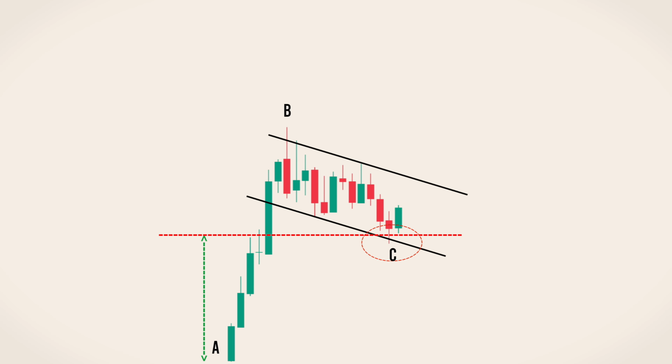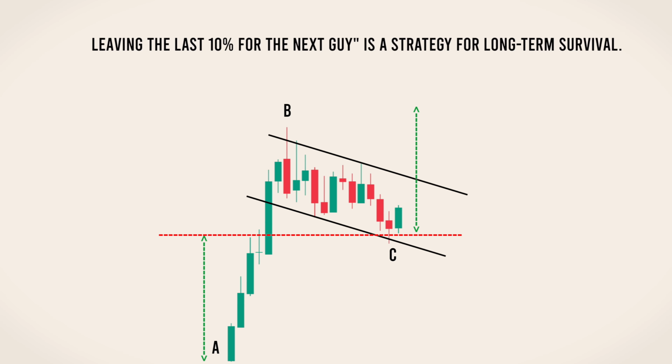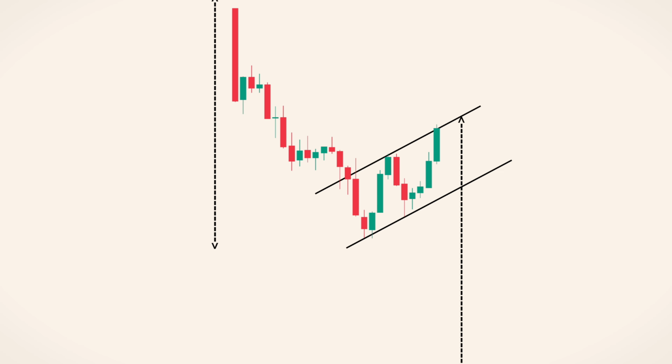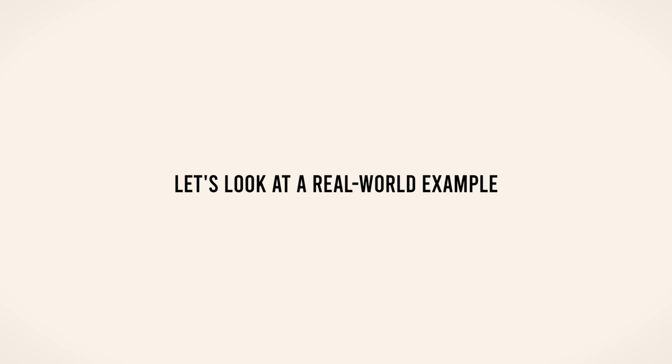Why? Because I'd rather exit the trade a few ticks early and lock in profits than wait for the absolute peak and risk a sudden reversal. In trading, leaving the last 10% for the next guy is a strategy for long-term survival. It works exactly the same in reverse for short sellers. For a bear flag, you take the vertical drop, the flagpole, and subtract that range from the top of the consolidation band. Let's look at a real-world example.